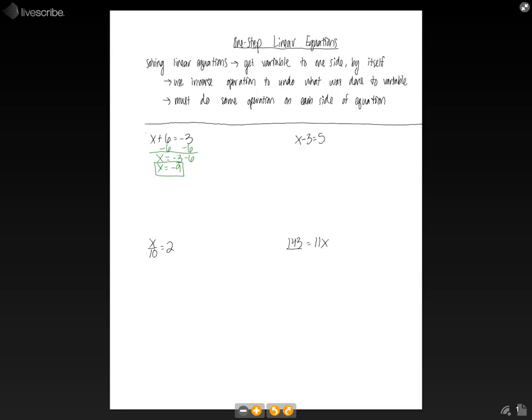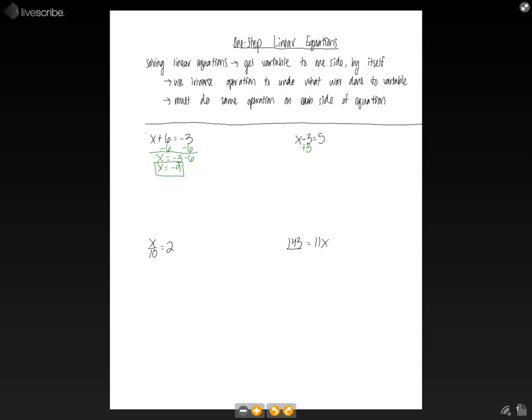And so the next problem, we have x minus 3 is equal to 5. And so again, we want to get x by itself. And in this situation, we were subtracting a 3 from our variable. So in order to undo subtraction, we are going to do addition. So we're going to add a 3 to get rid of that.